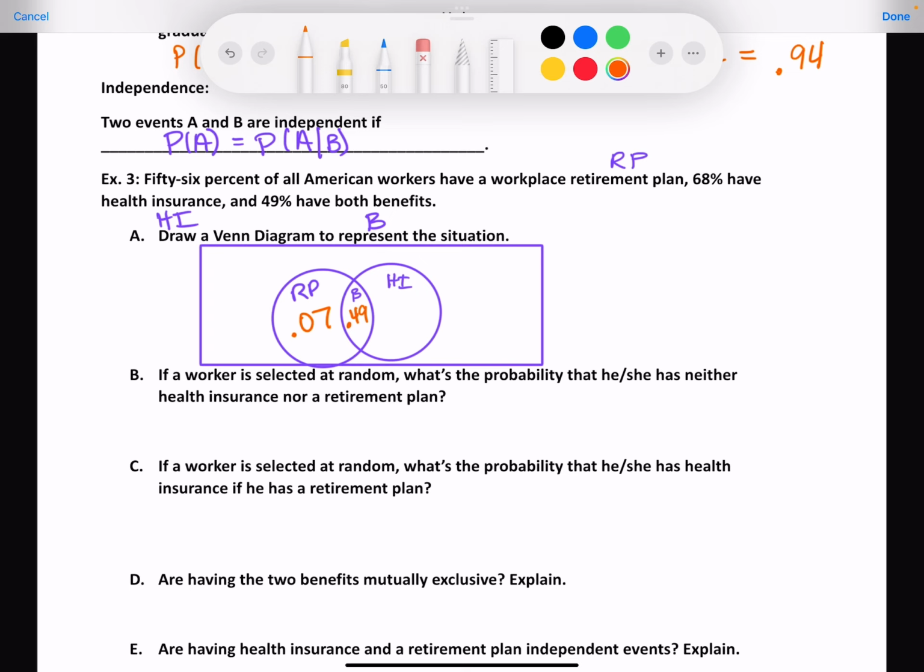So then for health insurance, 68% have health insurance, but 49% have both. So how many just have health insurance? 0.19. Yeah, I was going to say that. How many have nothing?